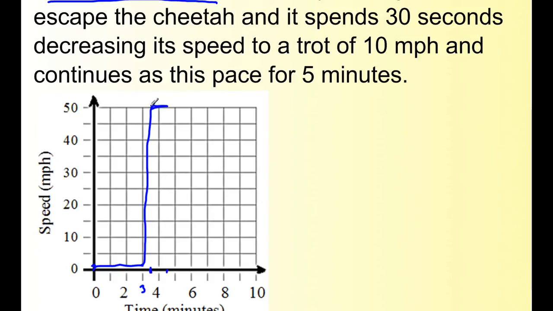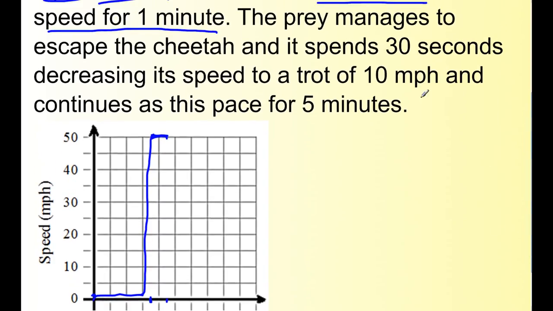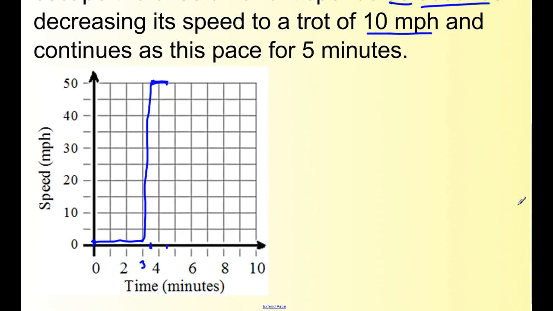So there he is at 50 miles per hour for 1 minute. It says the prey manages to escape the cheetah, and it spends 30 seconds decreasing its speed to a trot of 10 miles per hour. So it's like running, and this prey gets away, and now it's going to decrease down to 10 miles per hour, which is here. All right, so down, down.